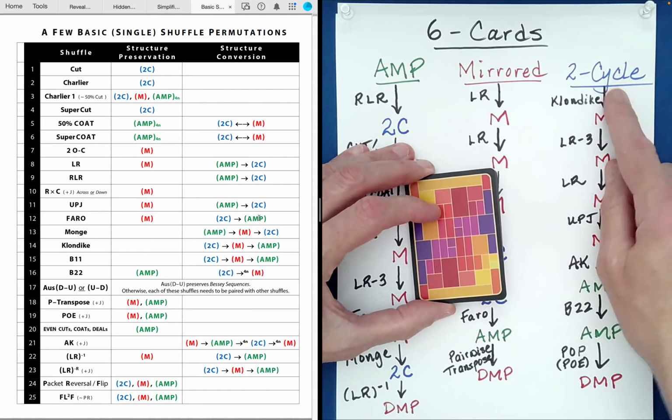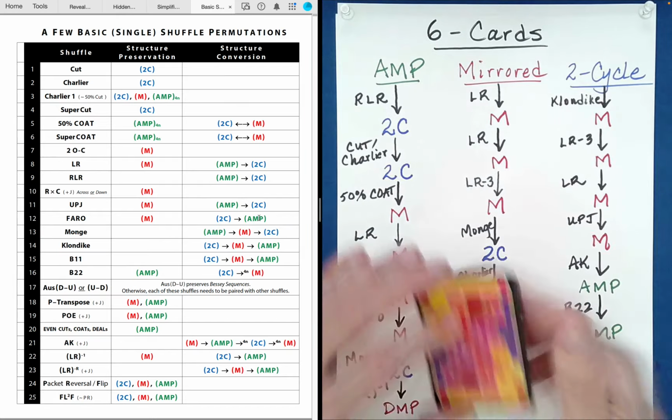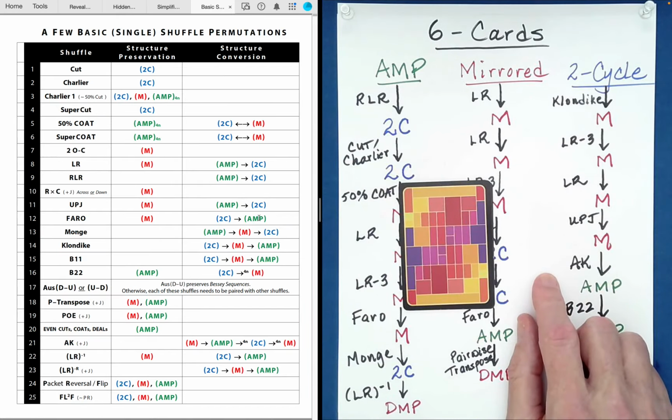Well, we've mentioned that you can do the Chardelier with a 2-cycle, a random cut, but what I decided to do here is just jump right into converting it to a mirrored structure. So if you come over here to line 14, the Klondike shuffle, it's a very, very useful shuffle. It'll take you from a 2-cycle to a mirrored, and from a mirrored to an AMP.